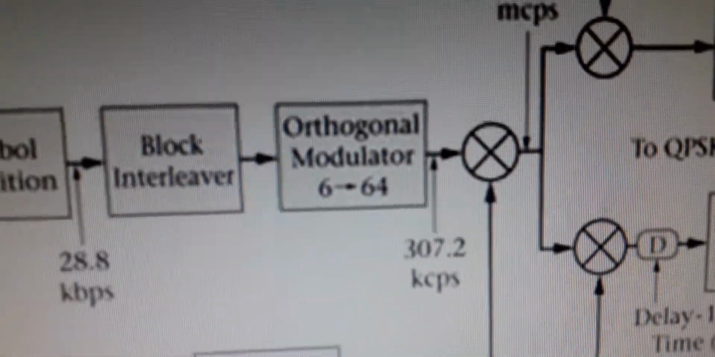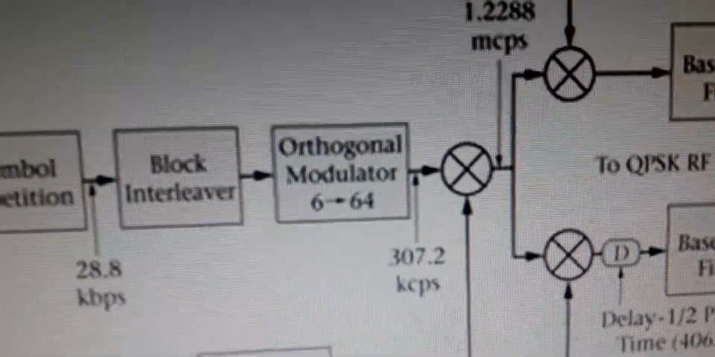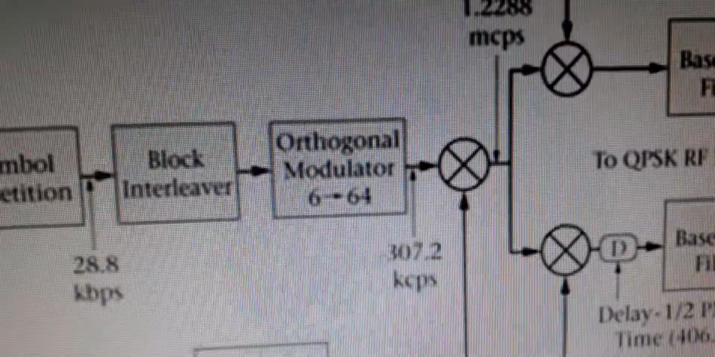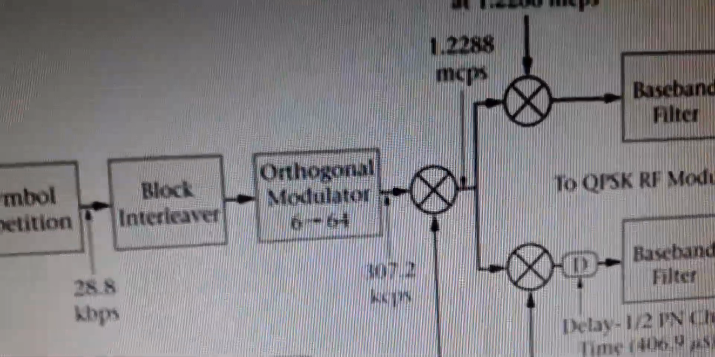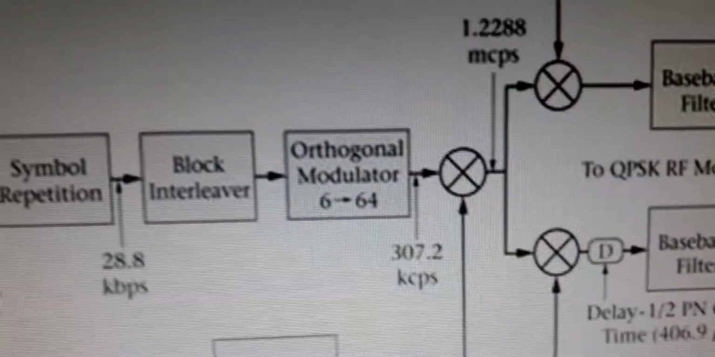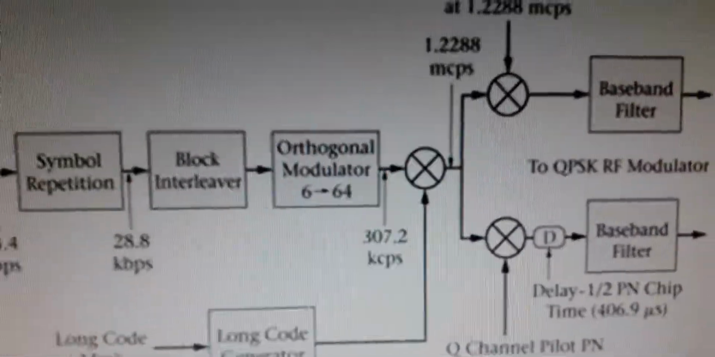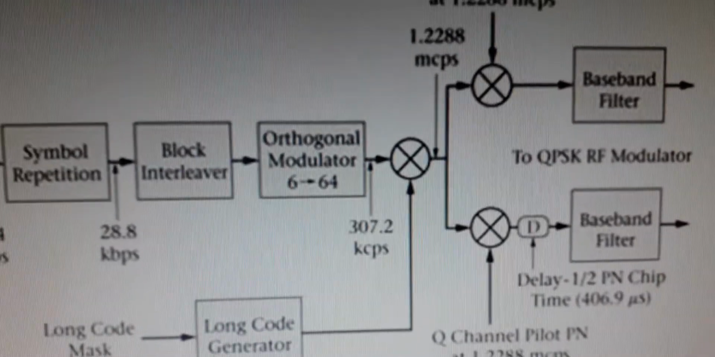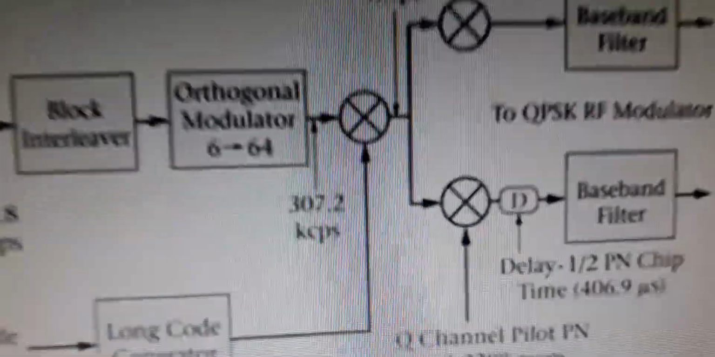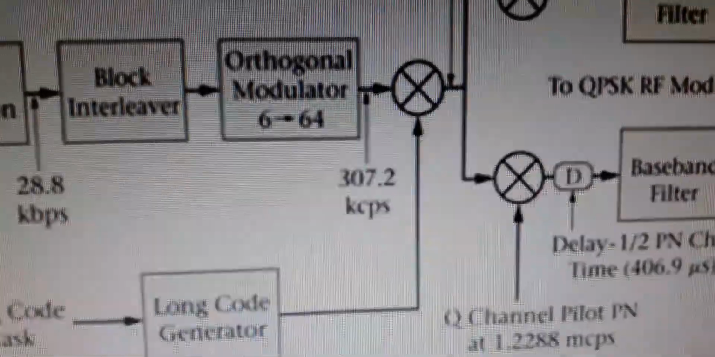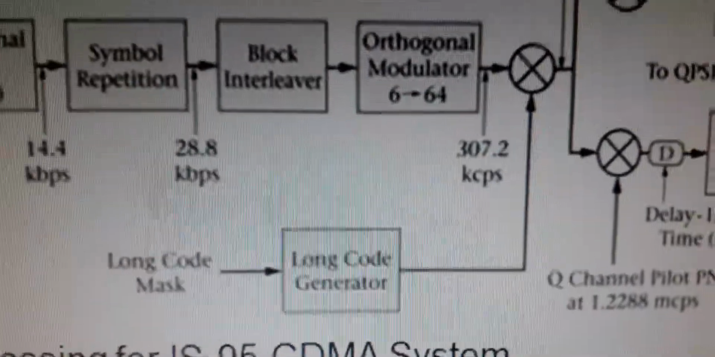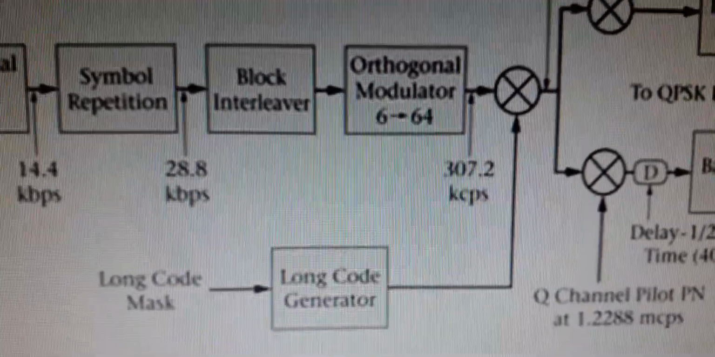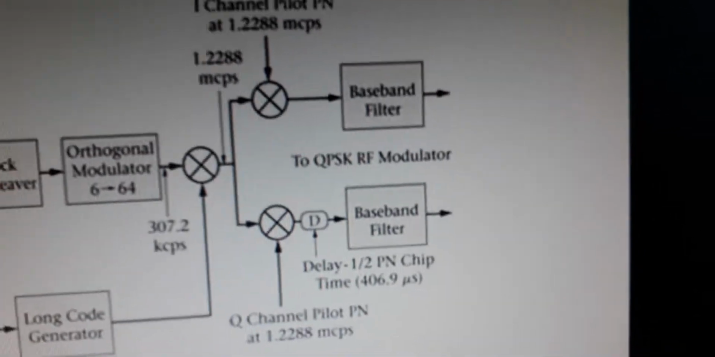Then it goes to the orthogonal modulator. In the orthogonal modulator, every 6 bits are converted into a 64-bit Walsh code. Not all bits together, only every 6 bits are converted into 64 bits, so the data rate will not attain 1.2288 megachips per second. It will just remain at 307.2 kcps. And the long code sequence, as I told you, is generated from the 32-bit electronic serial number, and then the basic spreading procedure that I explained.